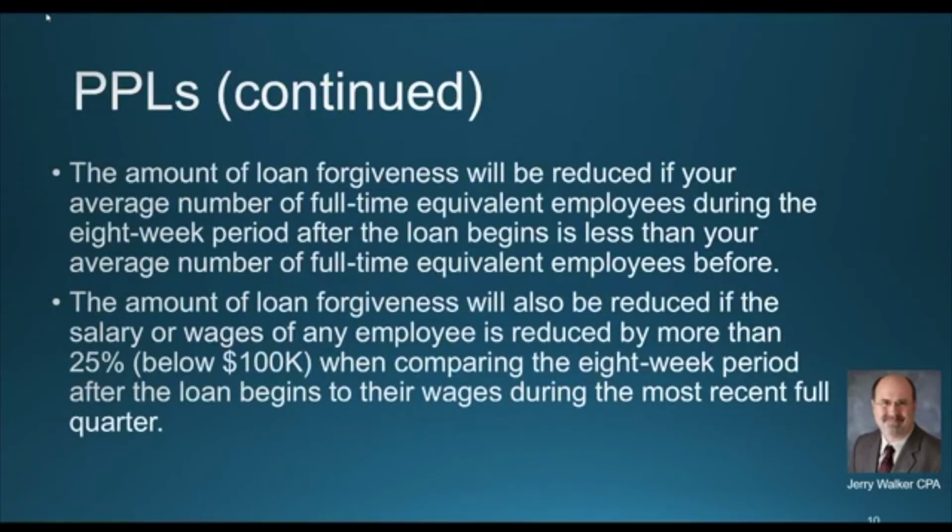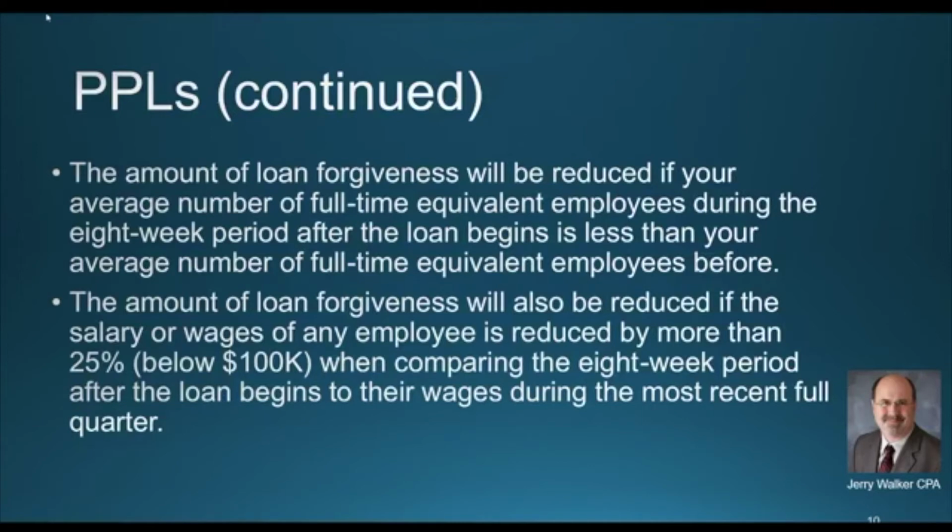Okay, the amount of forgiveness. There are a couple of qualifications here. There's a chance that if you do these things, your loan forgiveness could be reduced by an amount. So bullet point number 1: the loan forgiveness will be reduced if your average number of full-time equivalent employees during the 8-week period after the loan begins is less than your average number of full-time equivalent employees before.